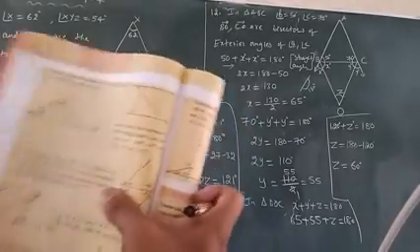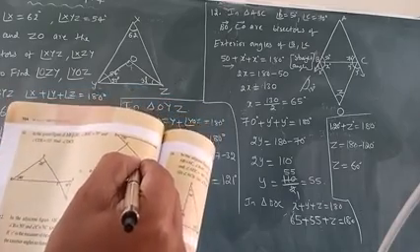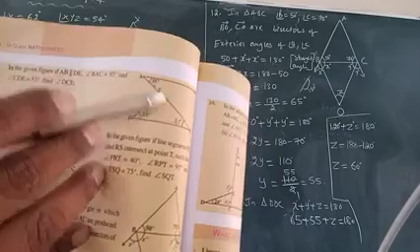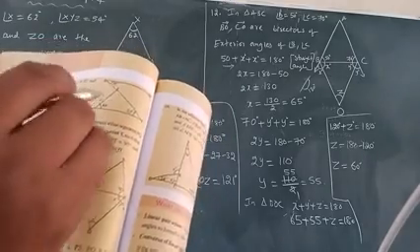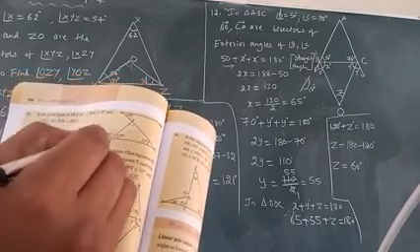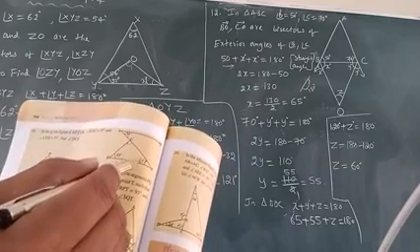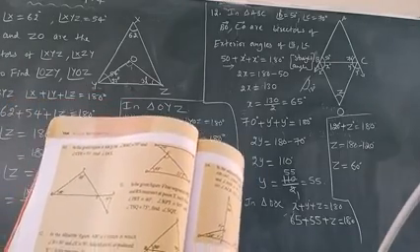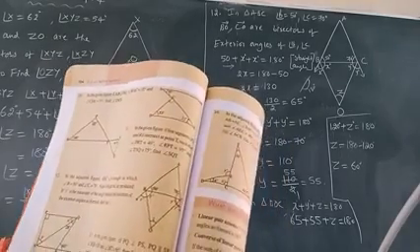If this is 35, this is also 35. These two are parallel lines. Why? Because these two are alternate interior angles, and alternate interior angles are equal. It is 35, it is also 35. Now, how can you find DCE? Apply the property: the sum of three angles in a triangle is 180. So 53 plus 35 is 88. Transpose and subtract 88 from 180. 180 minus 88 is 92.